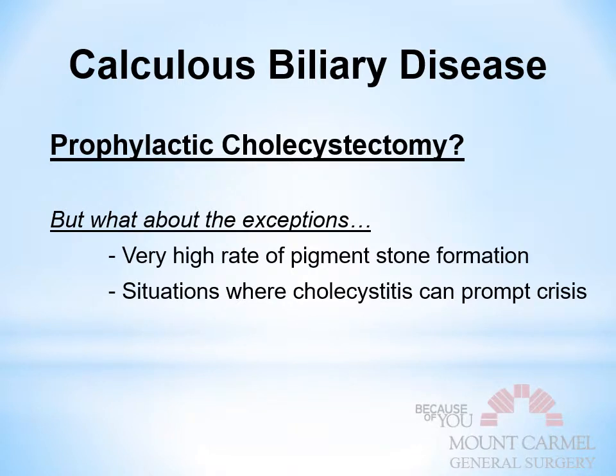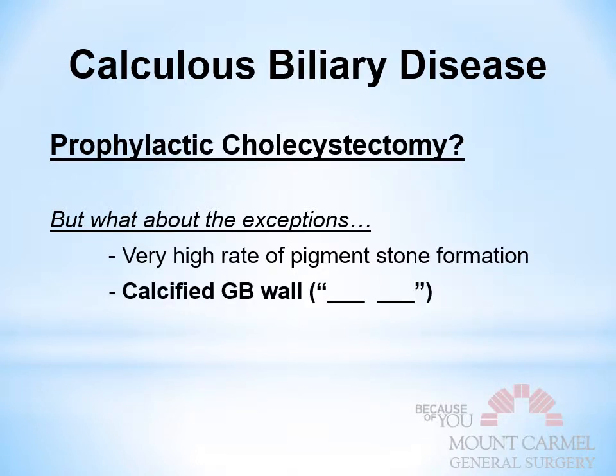What are the exceptions to this, however? Who with biliary colic is worth actually doing a prophylactic cholecystectomy on? And those are those with a high rate of pigment stone formation, because those high pigment stone formers are going to have more bilious episodes throughout the course of their life than the average person with symptomatic cholelithiasis, and in situations where cholecystitis can prompt a crisis, so for example an immunocompromised patient.